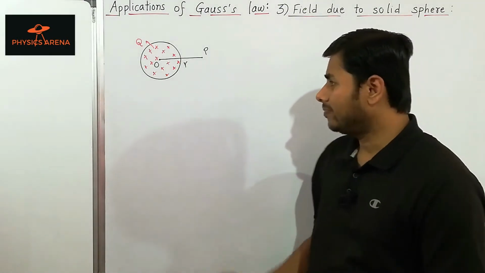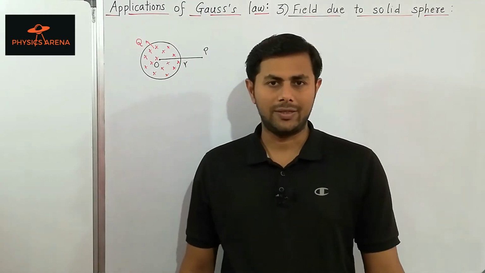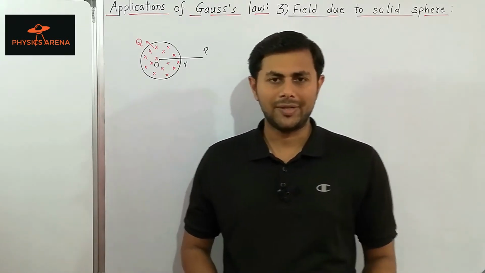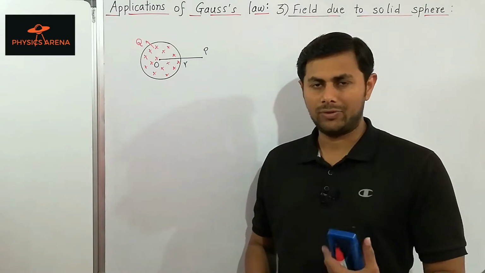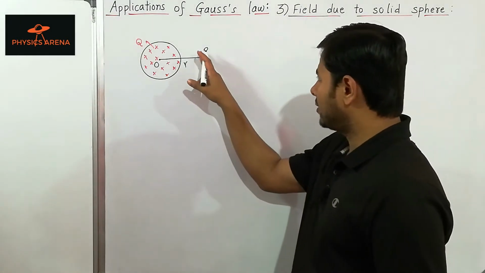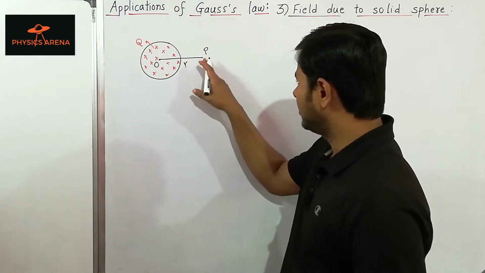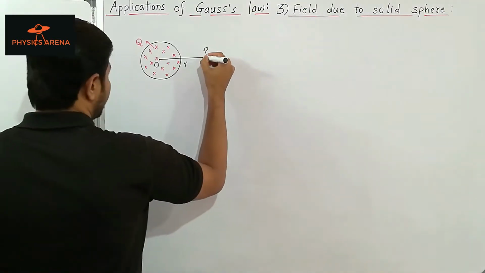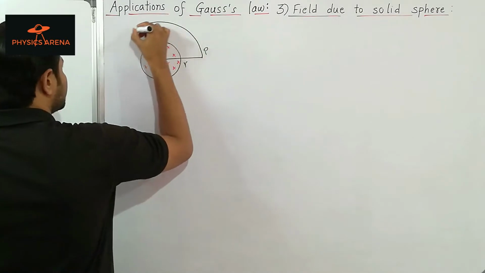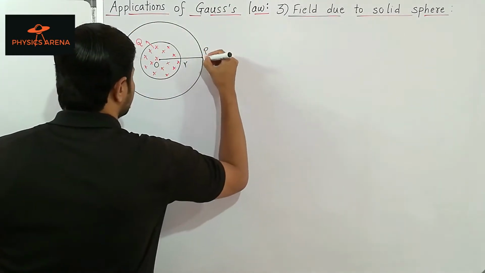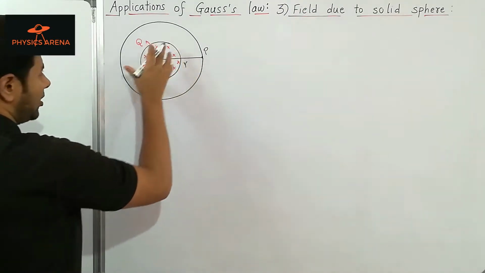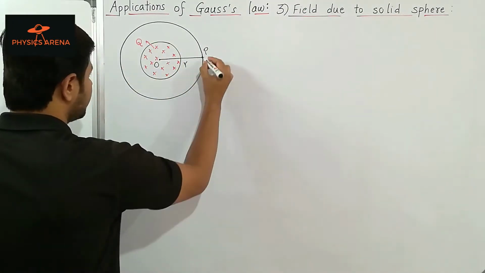In this problem, the symmetry is quite clear. It's the spherical symmetry. So it should be clear that we need to imagine a concentric sphere passing through this point P. So let us draw this spherical shell. Center of this spherical shell and center of the solid sphere, they coincide.